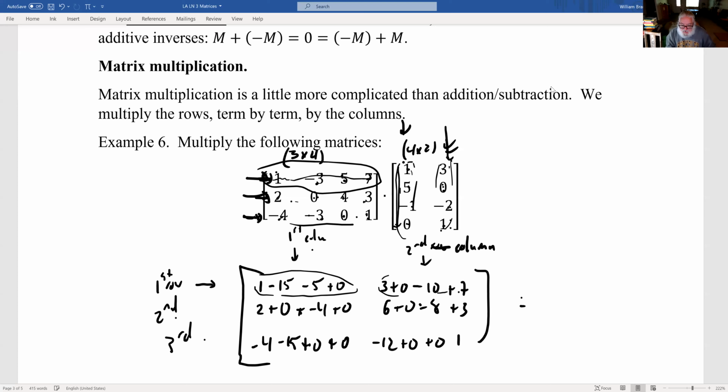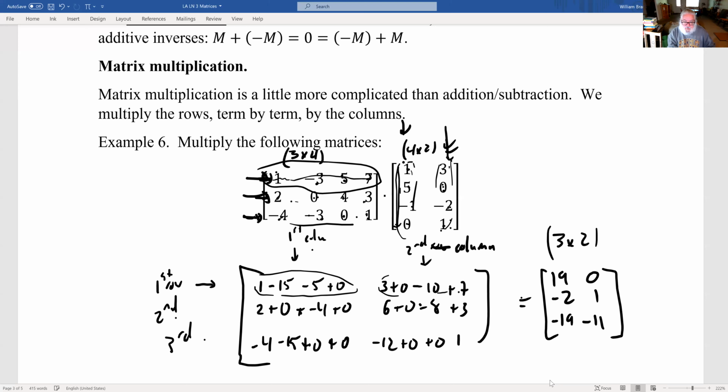And we can actually sum all that up. This is 19, 0, minus 2, 1, minus 19, and minus 11, I believe. Great. And note that this is a 3 by 2 matrix. Because we had 3 rows multiplied by 2 columns, and we ended up with 3 rows by 2 columns.